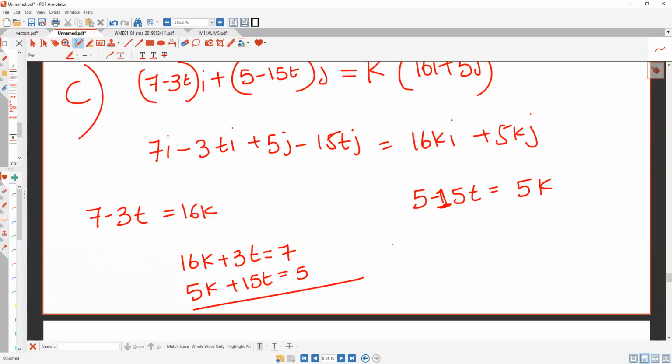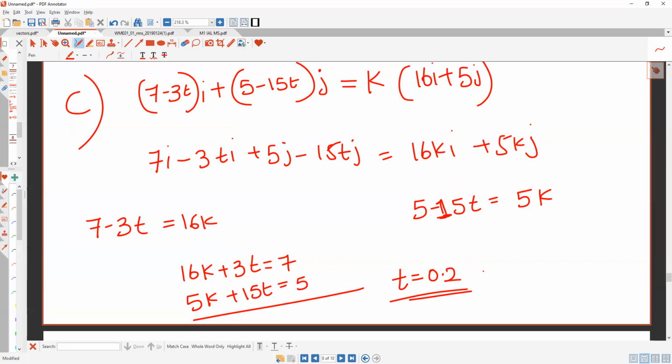Let me check them in my calculator as well. Equation 1 should be 16k, 3t, 7, and 5, 15, 5. K is 1 by 5, which is 0.2. So your t is equal to 0.2. Clear, everyone? This is the time when they both are parallel to each other. You have to just do the simultaneous equation of these two. So you guys can handle that, right?